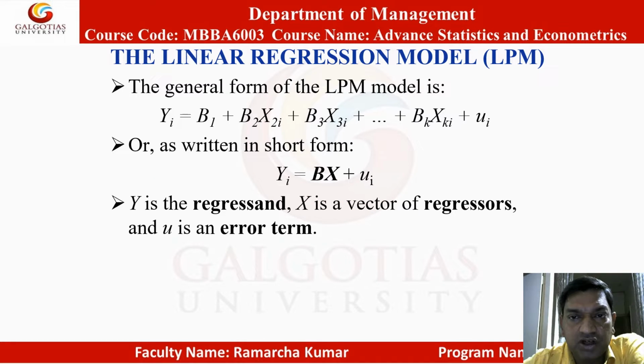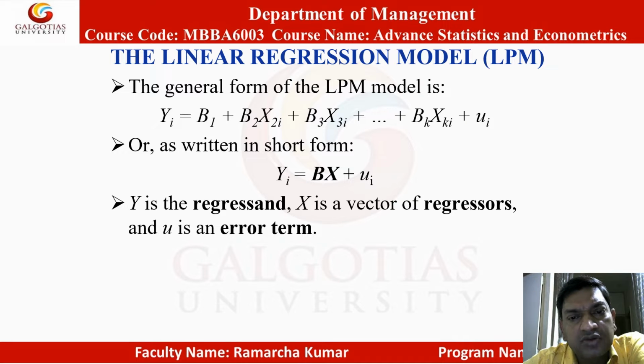The general form of the linear regression model, or linear probability model, is yi equal to b1 plus b2 times x2i plus b3 times x3i plus b4 times x4i till bk times xki plus ui, where ui is the disturbance term. b1, b2, b3 till bk are coefficients, unknown parameters which we need to estimate. x2, x3 till xk are independent variables and y is the dependent variable.